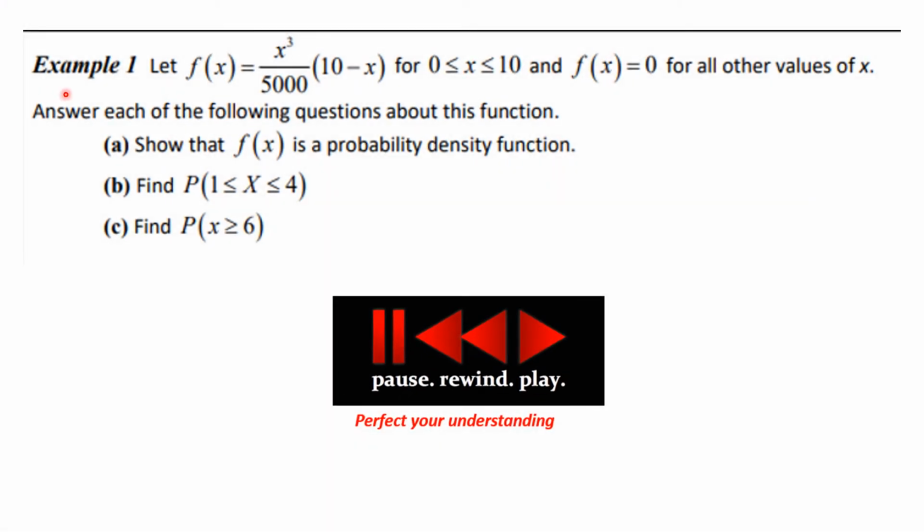Let's begin with an example then. Let f of x equal x cubed over 5,000 times the quantity 10 minus x for 0 less than or equal to x less than or equal to 10, and f of x equals 0 for all other values of x. Answer three questions. Number one, test and show that f of x is a probability density function. Question B, find the probability that x is between 1 and 4. And C, find the probability that x is greater than or equal to 6. You know what to do. Let's see how you did.